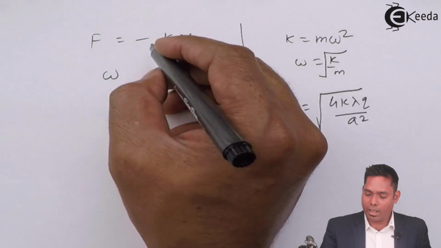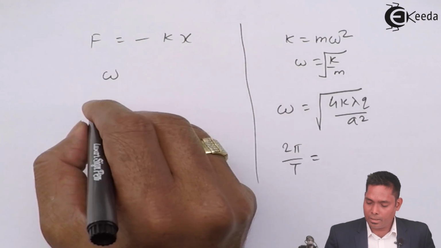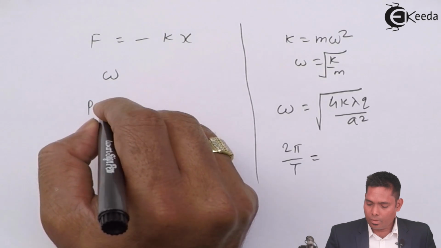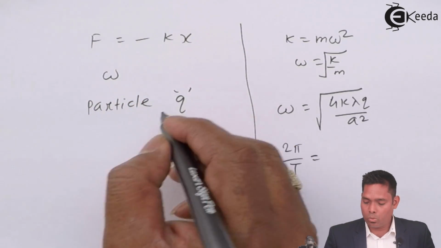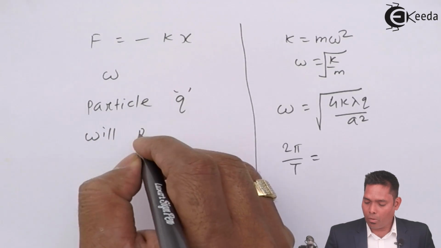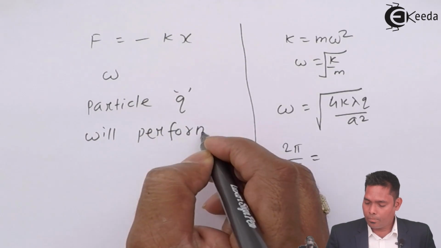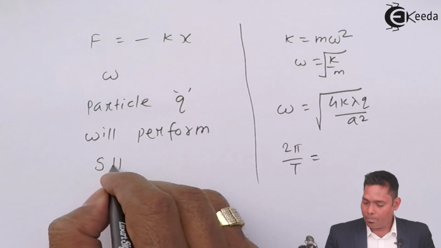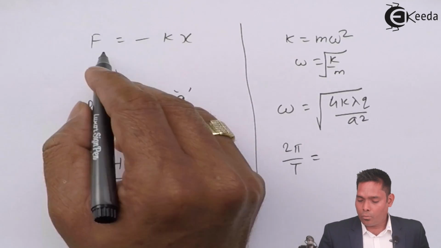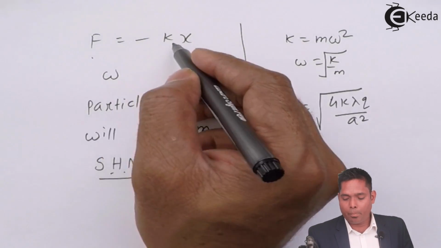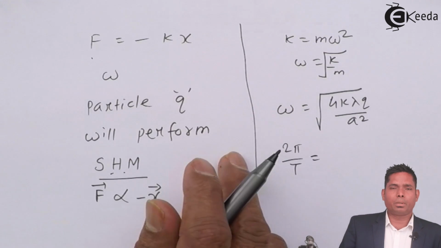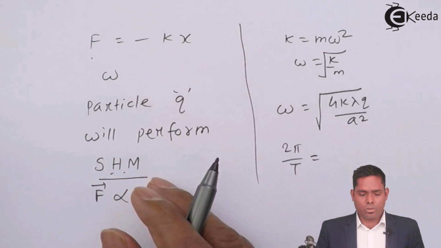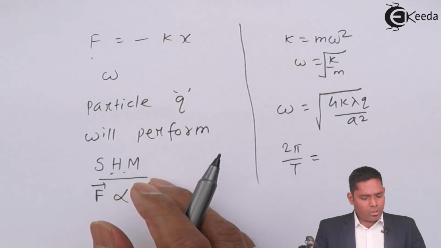But it basically shows that this particle, having charge q, will perform SHM because force is proportional to minus x. Whenever force is proportional to minus x, that motion is simple harmonic motion, so the body will oscillate.